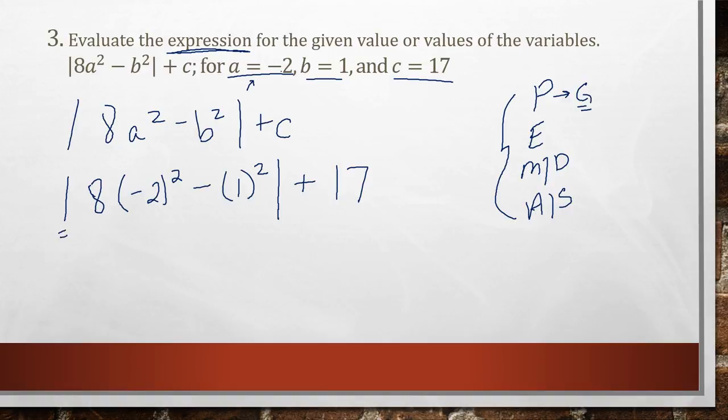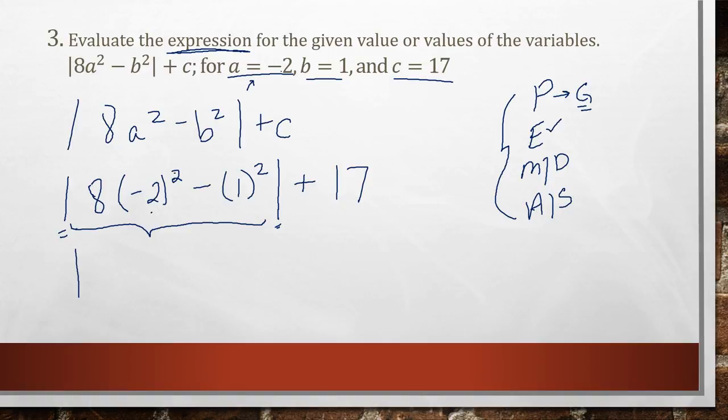Well, we have this absolute value symbol. So that means that we want to solve everything inside the absolute value before we can do anything else. So within those absolute value symbols, let's go ahead and follow order of operations as well. The first thing that we see is we have an exponent. We actually have two. So we have negative 2 squared.